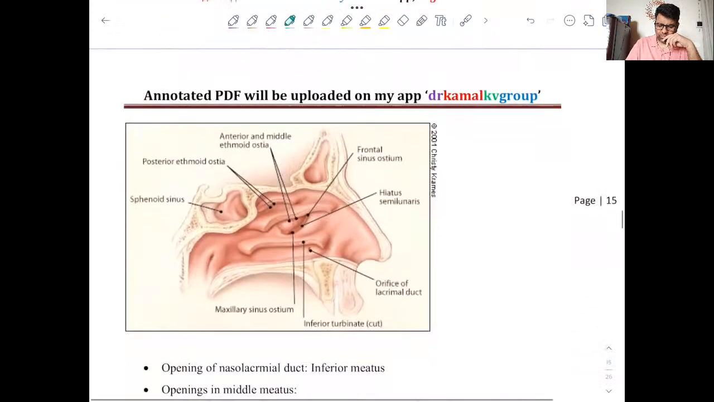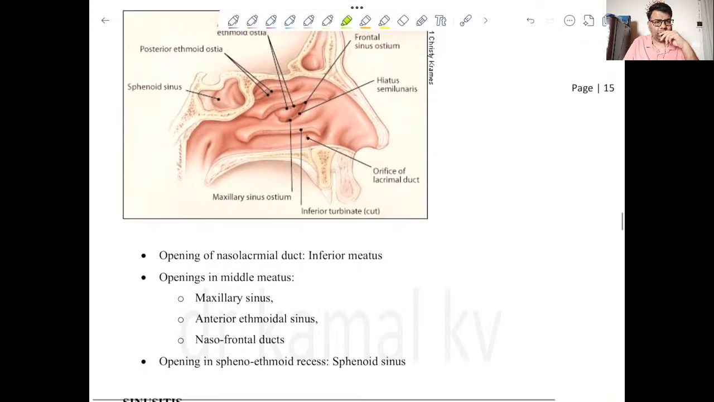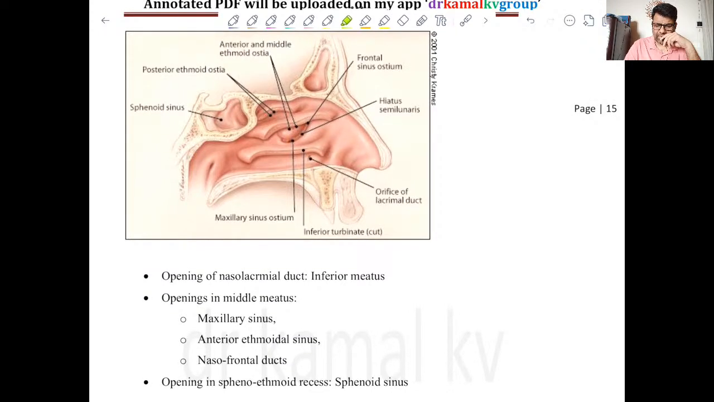Then moving forward to the nose, and in the lateral wall of the nose, one has to be very good with the different openings, right? So here you can take different meatuses where a single opening is present, like the nasolacrimal duct, it opens into the inferior meatus.